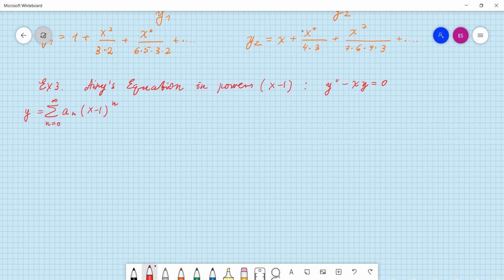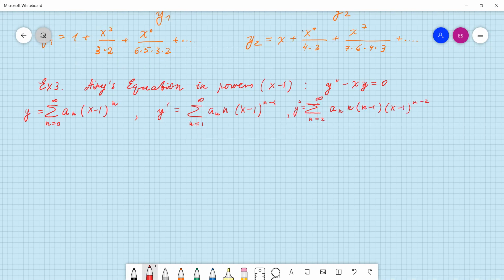So I'm going to deal with all the derivatives again. My series is going to have the first derivative, and everything is going to be the same, except instead of x, we are going to have x minus 1, and the second derivative is going to be the sum from n equals 2 to infinity of a n times n times n minus 1 times x minus 1 to the power of n minus 2.